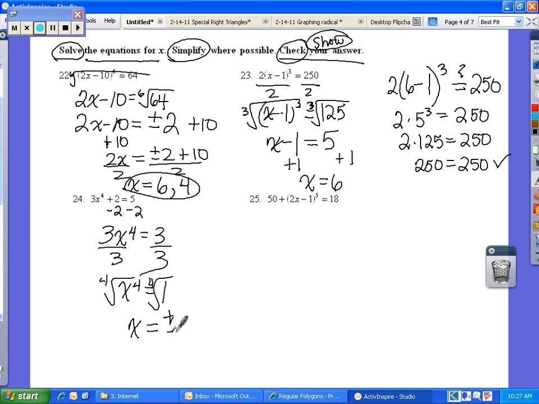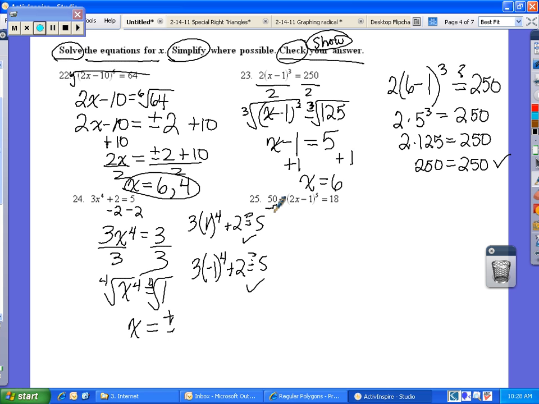You could go through and plug those in and check them. You would have to do 3 times 1 to the 4th plus 2, is that equal to 5? And you would have to do 3 times negative 1 raised to the 4th power plus 2, is that equal to 5? And they both are true. Both of them do check out, but you would need to show that simplification process like we did in number 23.